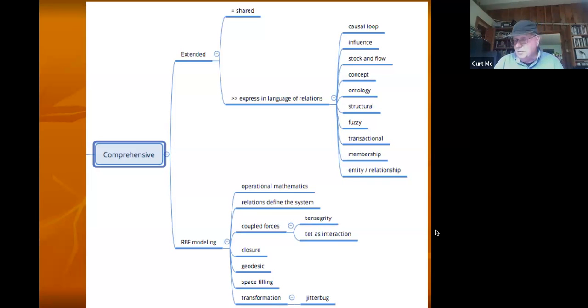Often it's coupled forces. Even in the single relation, it's often coupled forces. It's more than one line. Systems are closed. Yeah, there's more here that we can get to.